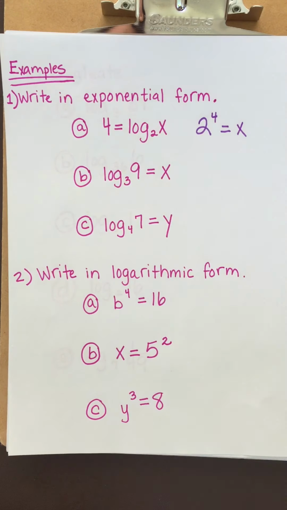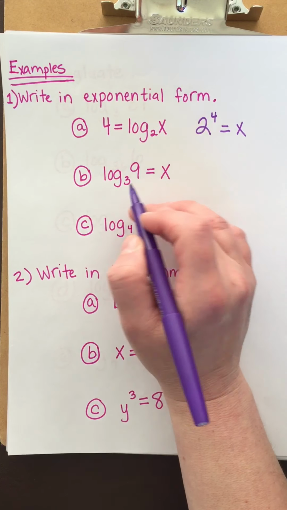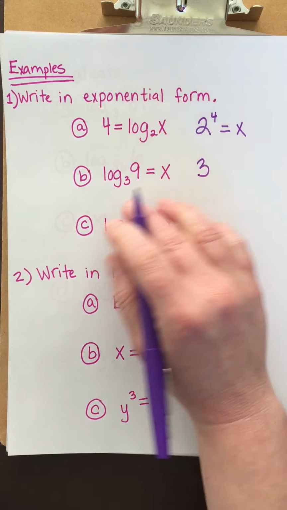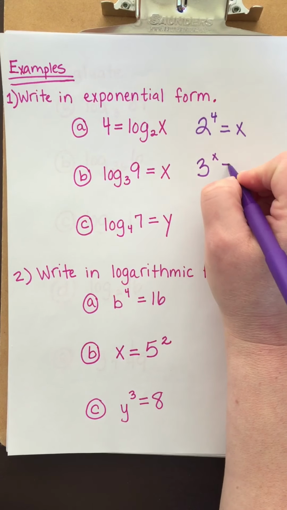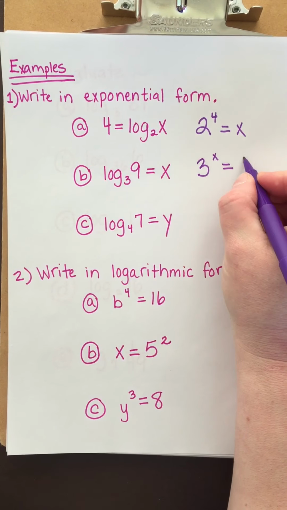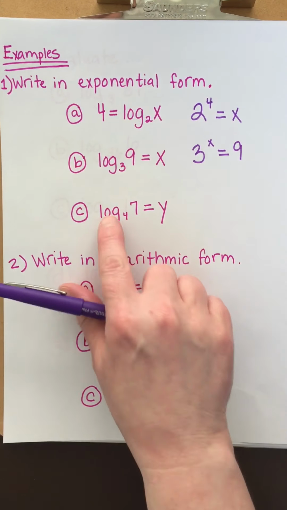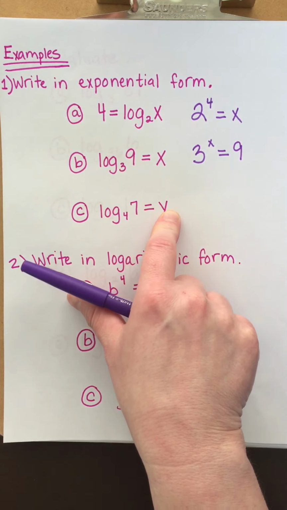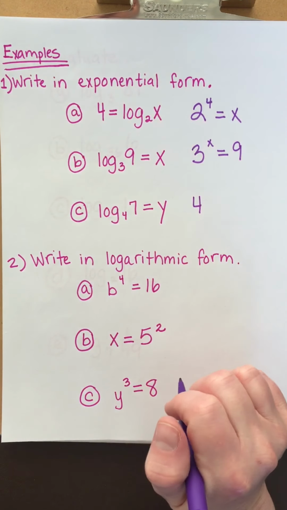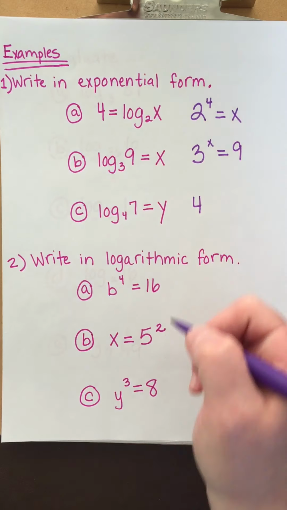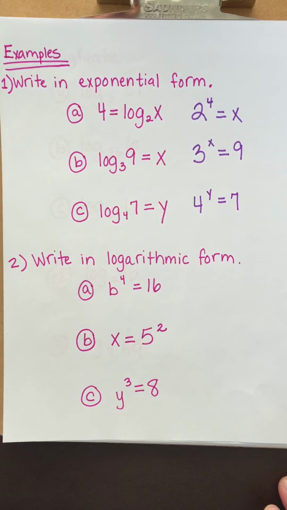Let's try another one. So we have the log base 3 of 9 equals x. So my base goes here. 3 to the, this is going to be your exponent, x equals 9. All right, and one more. Log base 4 of 7 equals y. So the base goes here. What's my exponent going to be? y. And that will equal 7.